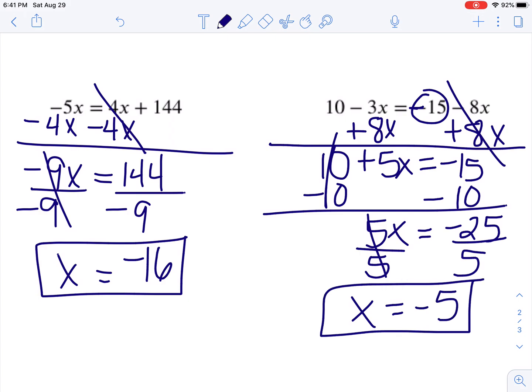And that is the lesson on solving equations with variables on both sides.